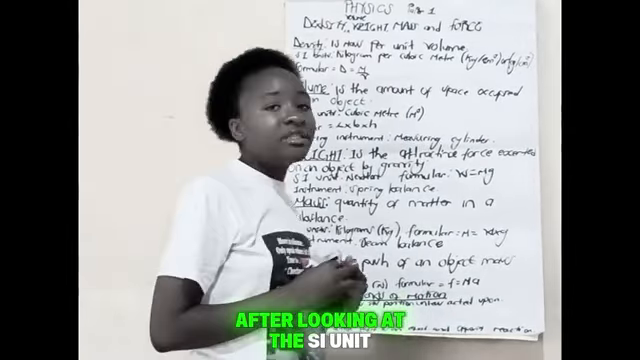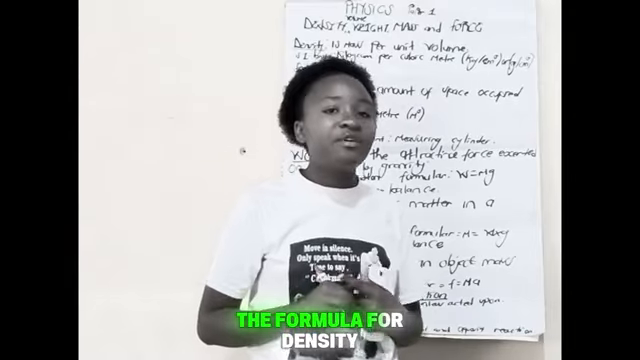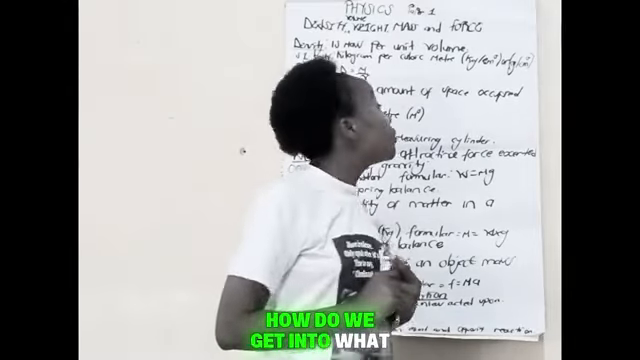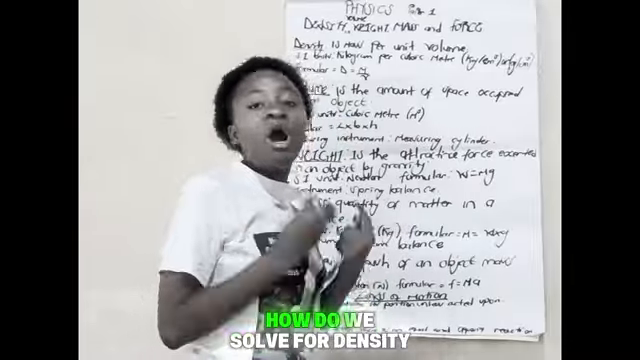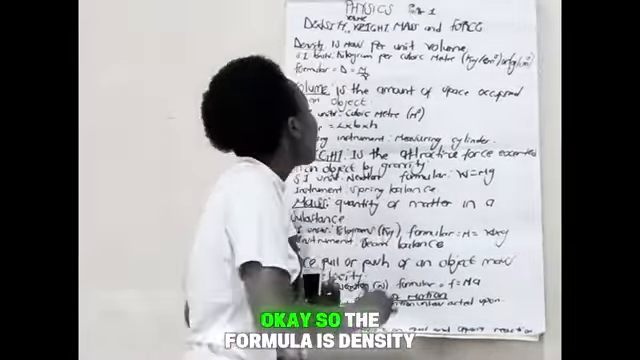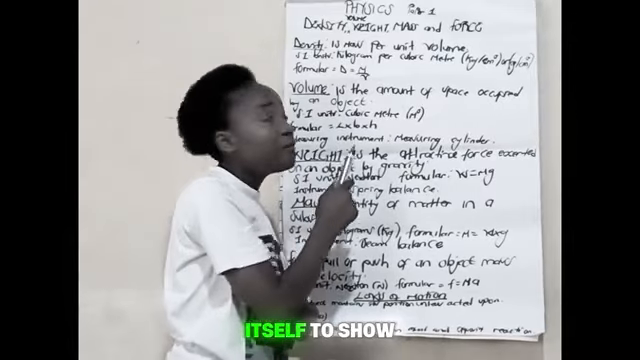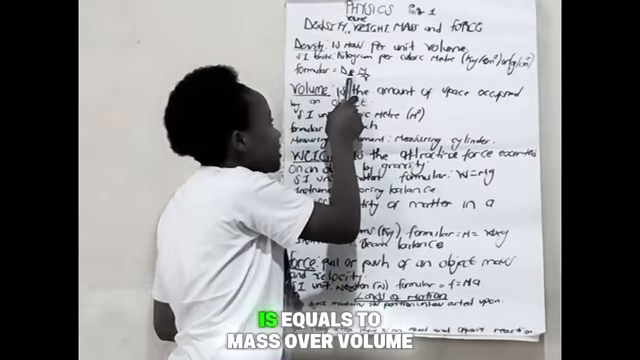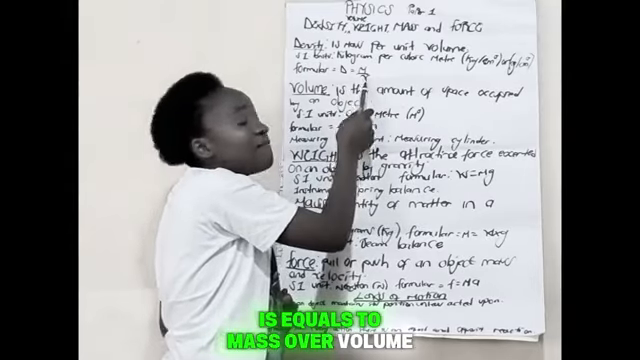After looking at the SI unit, we are going to look at the formula for density. How do we know density, or how do we solve for density? The formula is density, to say we're solving for density, is equal to mass over volume.